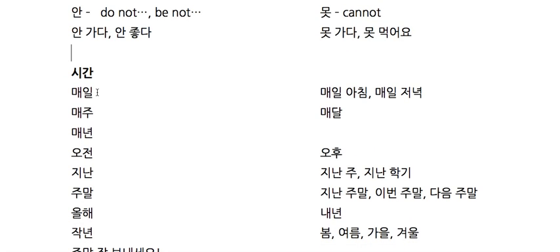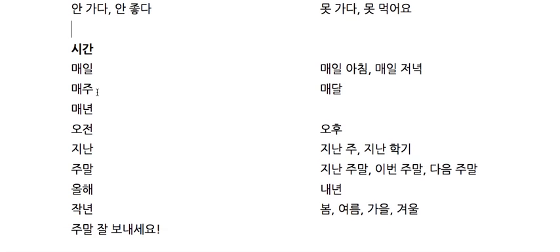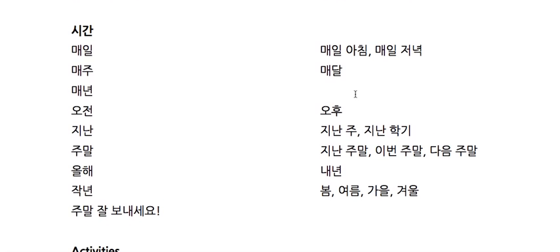그 다음에 시간 expressions. 매일, 따라하세요. 매일은 every day. 매일 아침, every morning. 매일 저녁, every evening. 그 다음에 매주. 매주는 every week, 그렇죠. 그 다음에 매달. 달이, what is 달? 달은 month잖아. 그래서 every month, 매달. 그 다음에 매년. 년 뭐야? 년은 year. 매년 every year. 그렇죠? 네.